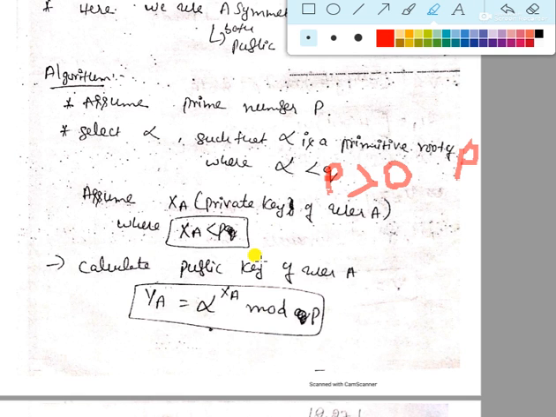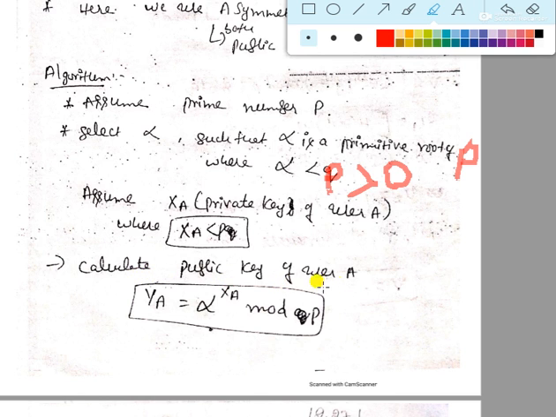First assume Xa. Xa is the private key of user A. Just assume this Xa is also less than p. This value should also be less than p. And then next, calculate the public key, the public key of user A.